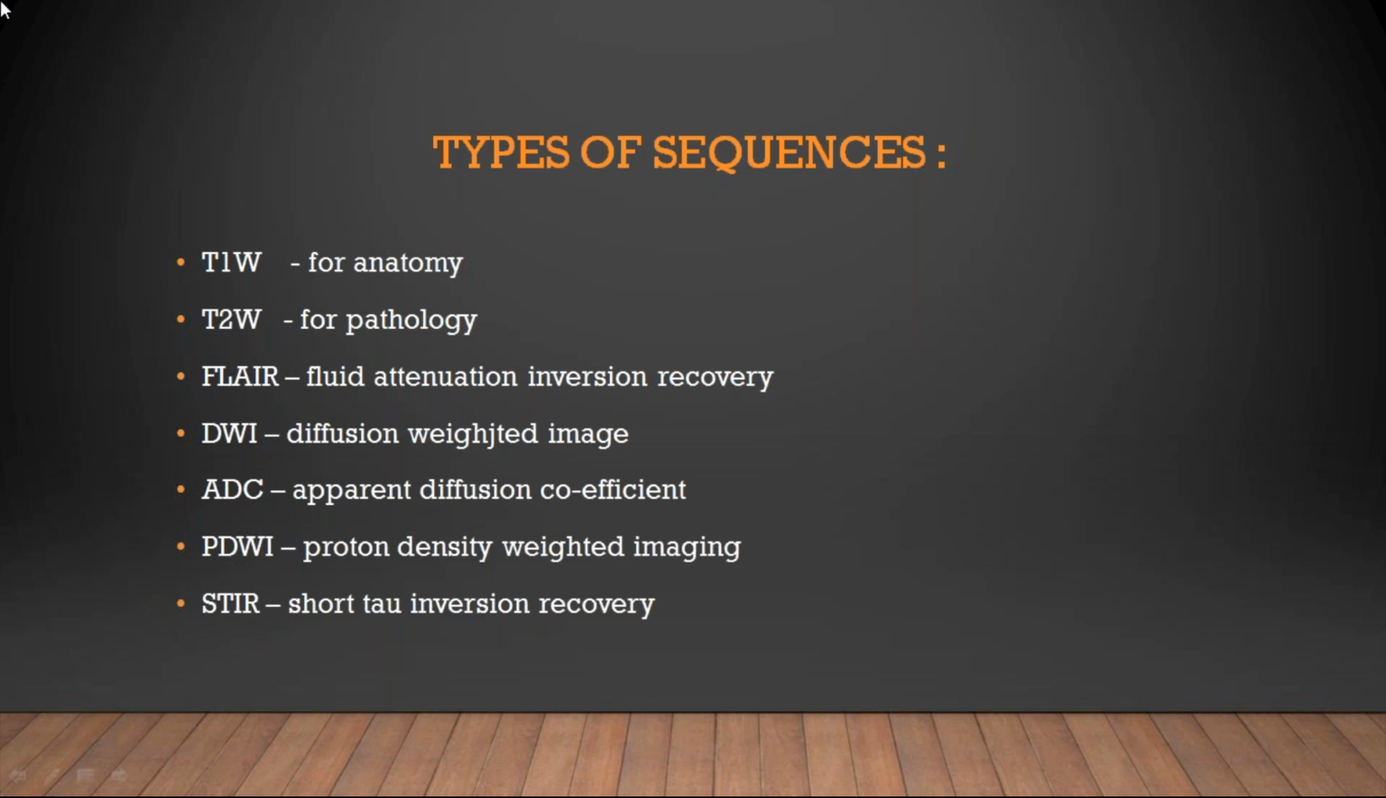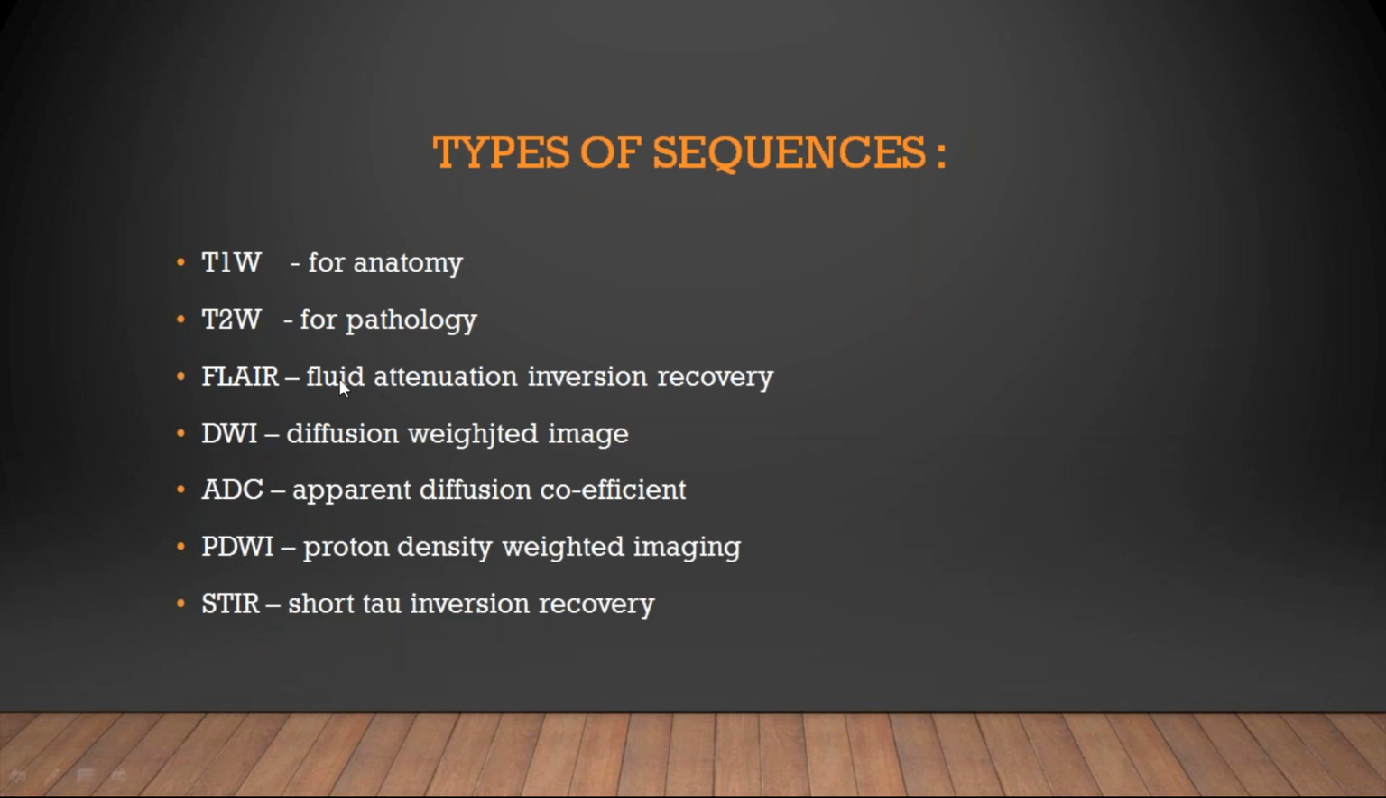So what are the types of sequences we obtain in an MR image? There are different kinds of images, some still under development, though many kinds of MR sequences can be obtained. Of these, the most important are T1 weighted and T2 weighted images. In a T1 weighted image, we can see the anatomy clearly, whereas in a T2 weighted image, we can see the pathology very clearly.